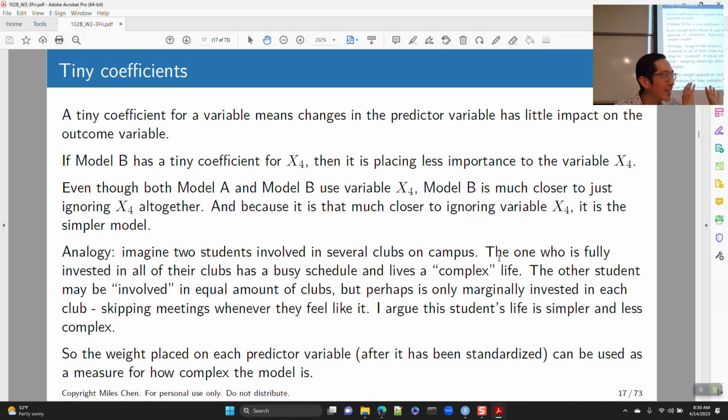And it's kind of like that for these models, right? The one that has a bigger coefficient on all of these terms, I would say, is a more complicated model because it's weighting all of these different terms heavier than the one that has smaller coefficients, okay? So we can use the size of the coefficients as a way to measure how complex the model is. Not just how many terms we have, but also the size of the coefficient itself.